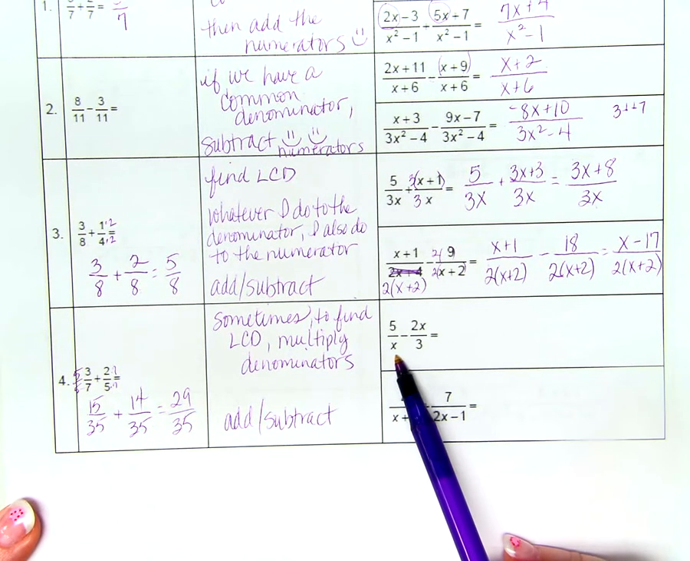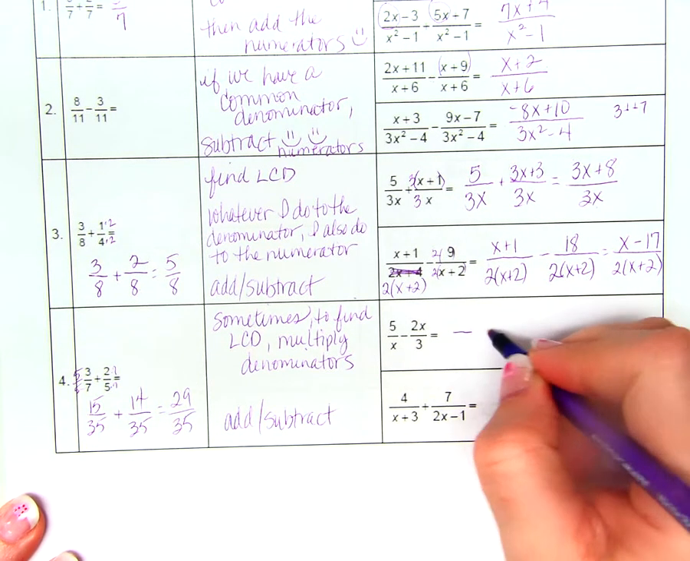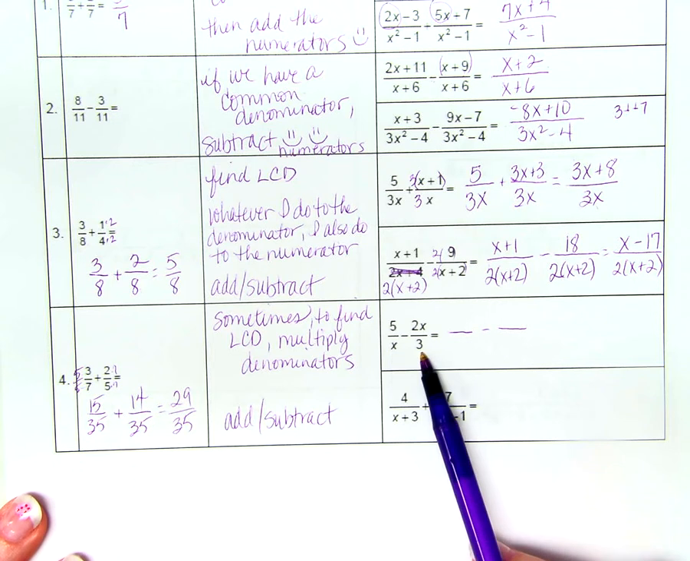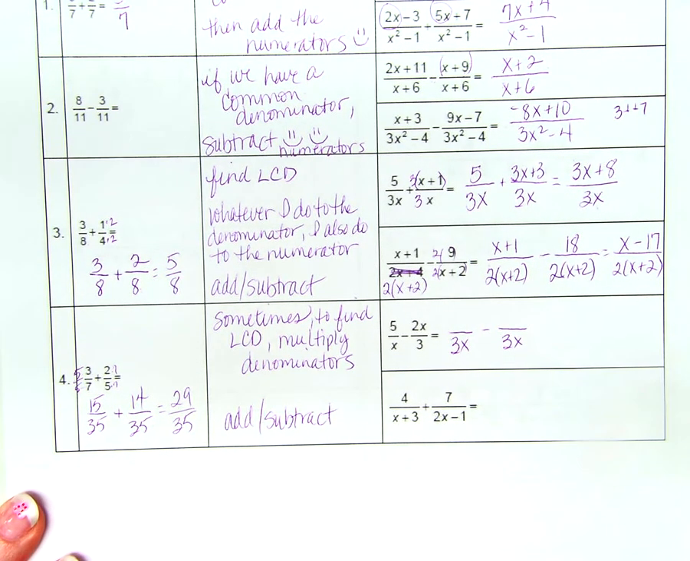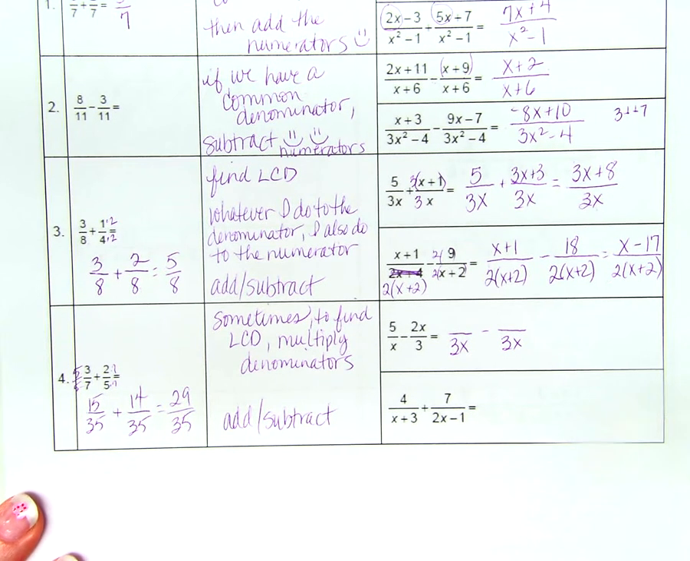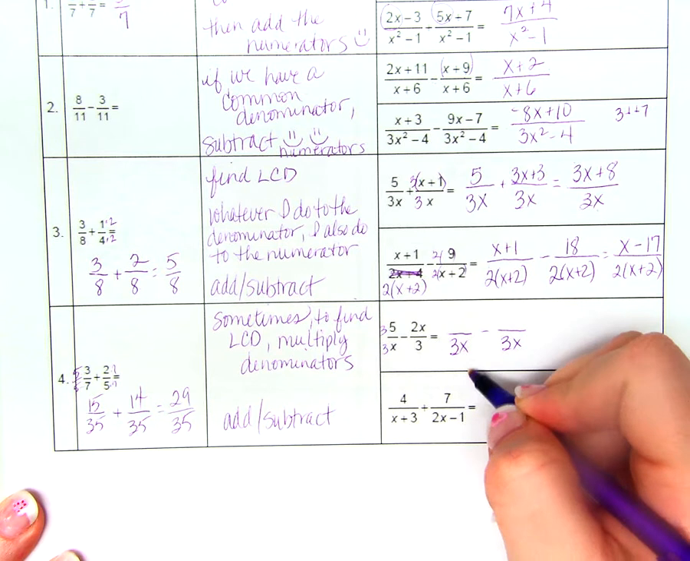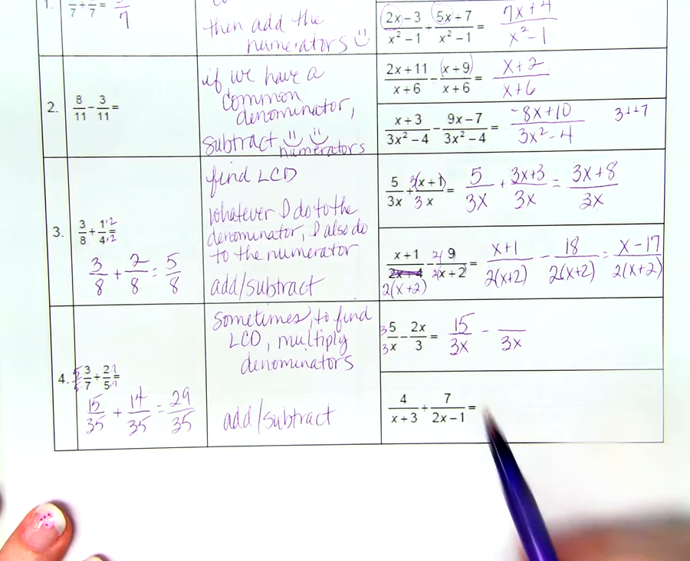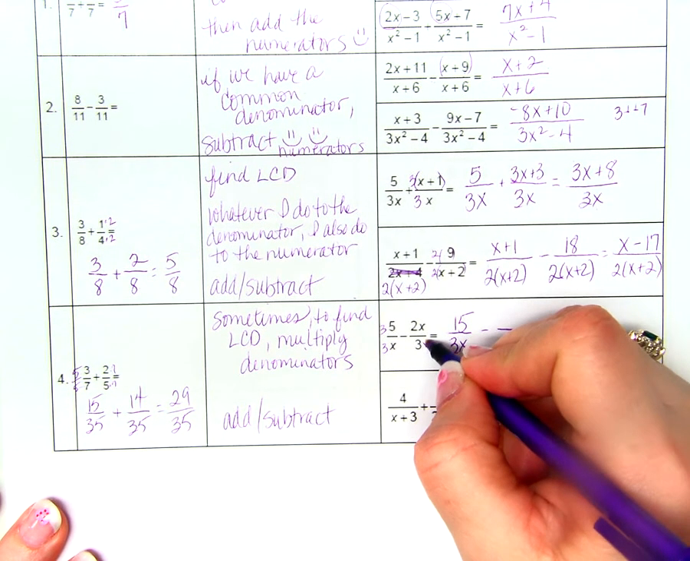So if in our example we have an x and a 3, do they share any common factors? So what do I do to find my least common denominator? Multiply them together. So what is x times 3? 3x. Here and here. Okay? So this used to be an x, now it's a 3x, so I need to multiply by 3, and I get, very good, 15.